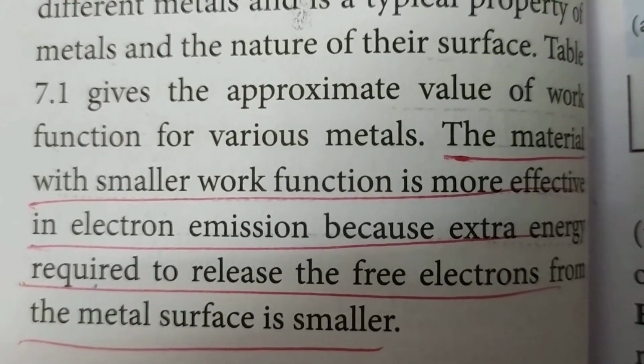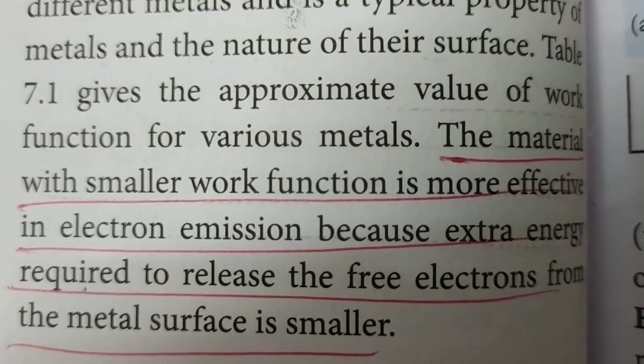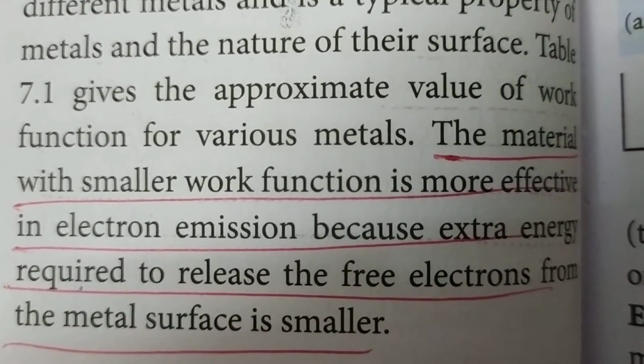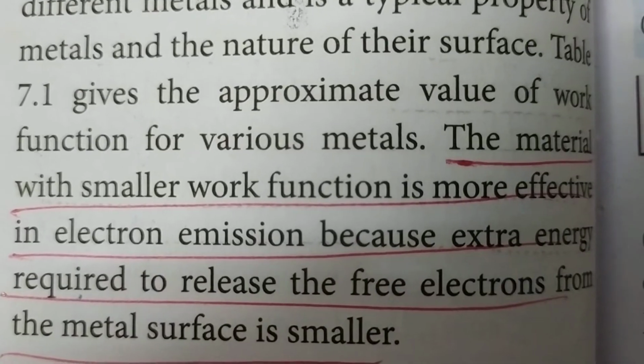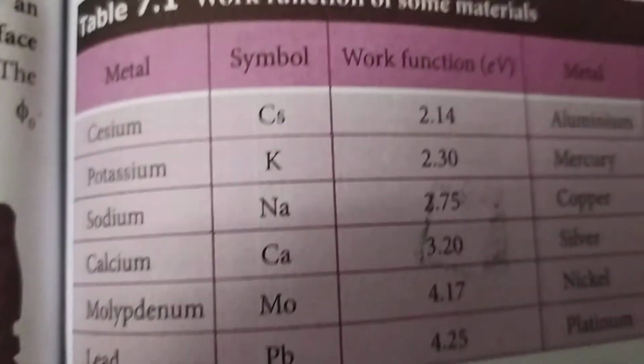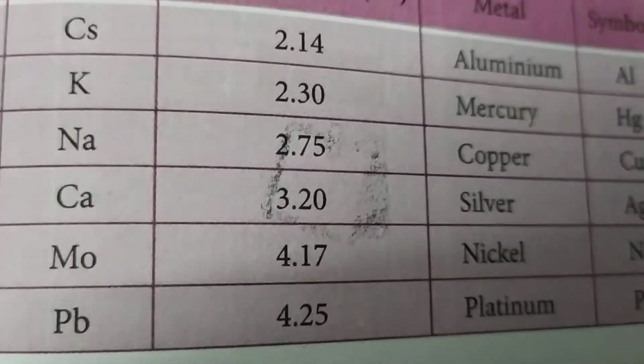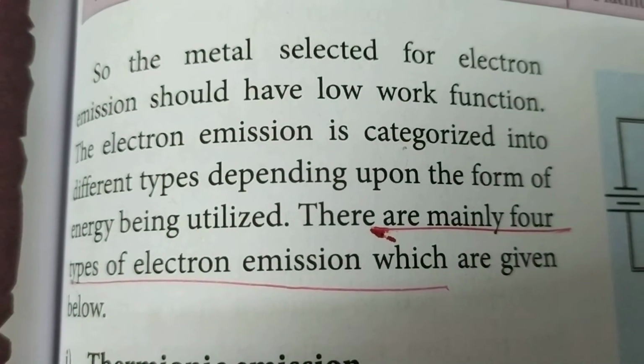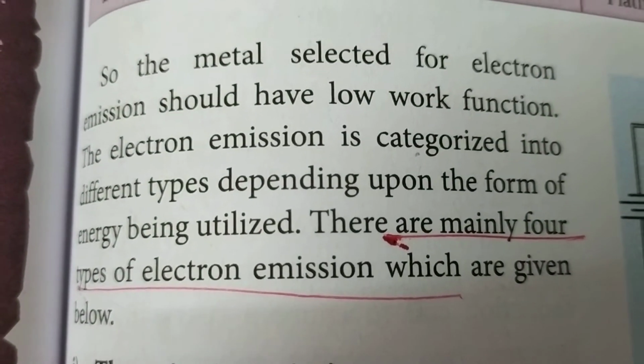That means we need only a little amount of energy for the electron emission. So the smaller the work function, the more effective the electron emission will be. And here there is one tabular column given, which gives you some metals with their work function. And here there are 4 types of electron emission. We shall see them one by one.